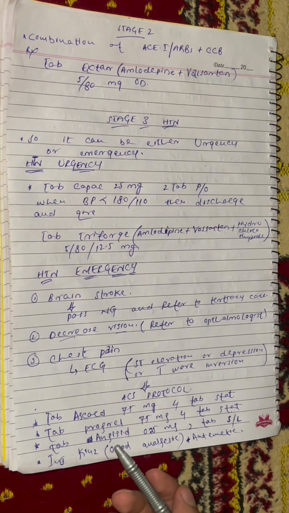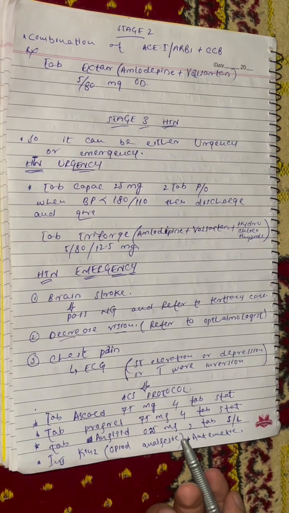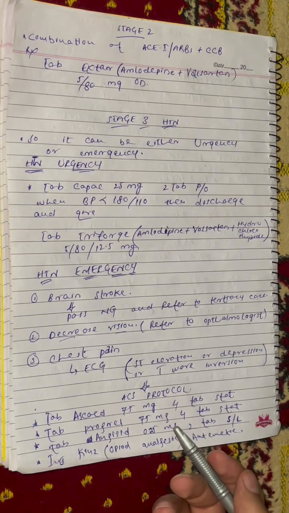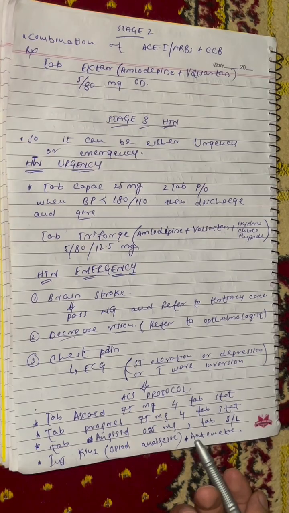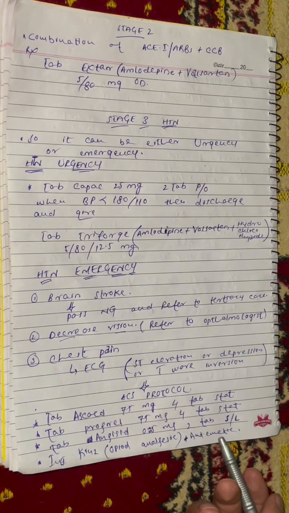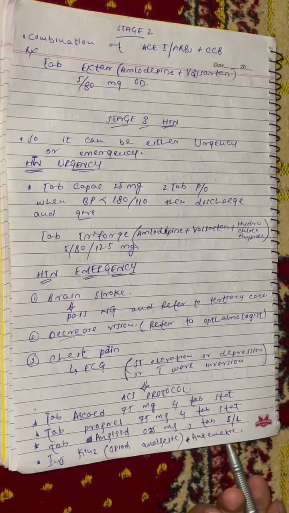Now, in case of analgesia, I will write an injection of morphine, that is basically an opioid analgesic, and I will administer the injection slowly because it causes CNS depression and vomiting. Now, to inhibit vomiting, I will write an antiemetic also, that is Metaclone, which is basically metoclopramide.